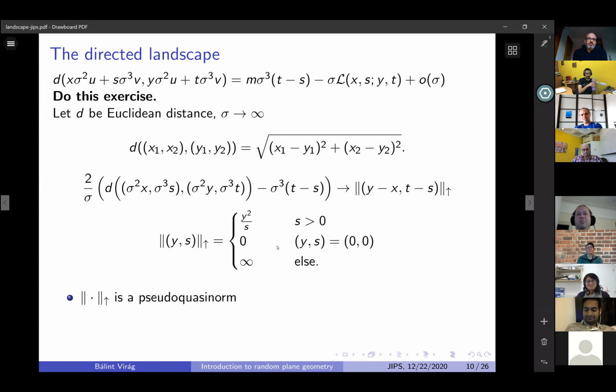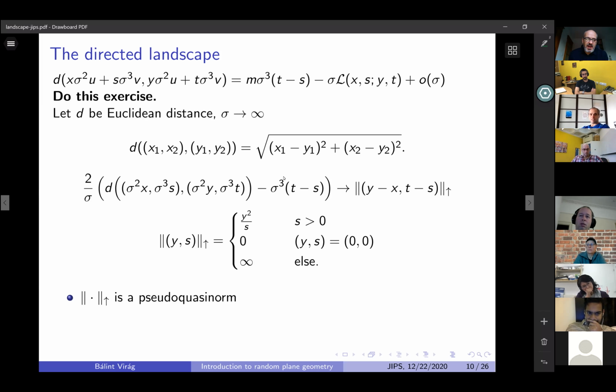Okay, so here we're going to do a little exercise. This is the directed landscape, and this is how it should be scaling. So let's apply the same kind of scaling to just ordinary Euclidean distance. We have a Euclidean geometry, not a random geometry. See what happens when you do the same scaling. These are asymptotics. If you write it in the limit form, you get this. So basically, from Euclidean geometry, you get something like a norm.